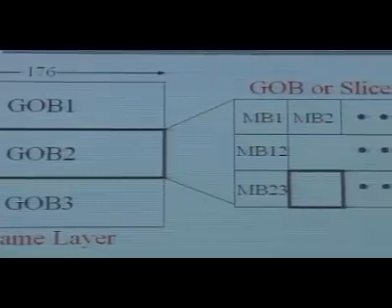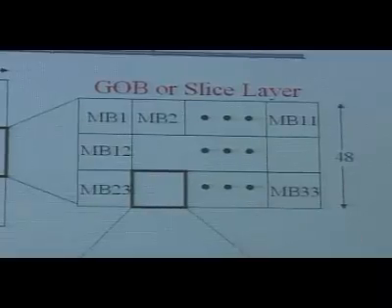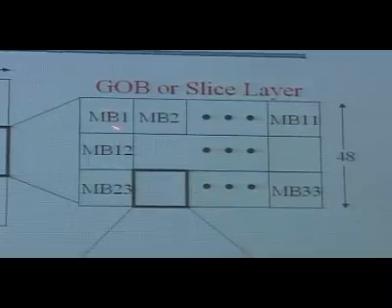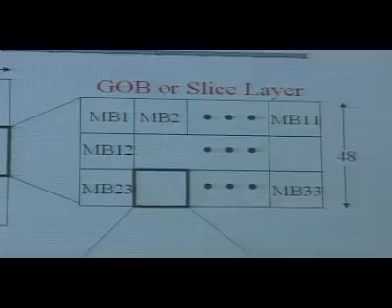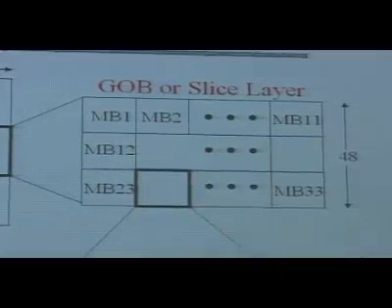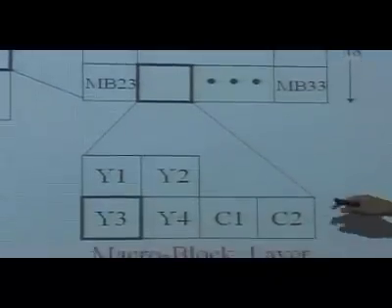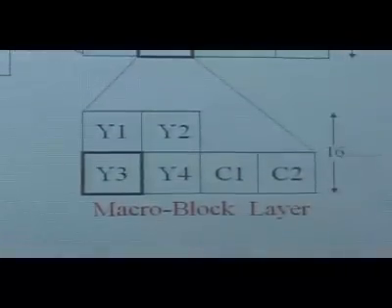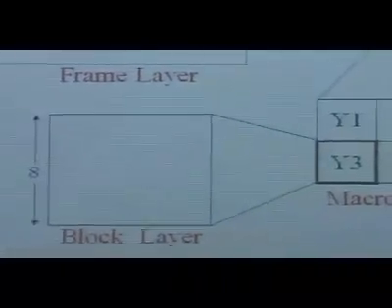Each of the macro blocks looks like this. This is the size of the group of blocks, 176 across, 48 across. You will see that there are 3 macro blocks in the vertical dimension and 11 in the horizontal dimension. Each of these squares has 4 luminance blocks and 2 chrominance blocks. This is the 16 by 16 square that we talk about all the time. This is what you are going to do motion estimation on.